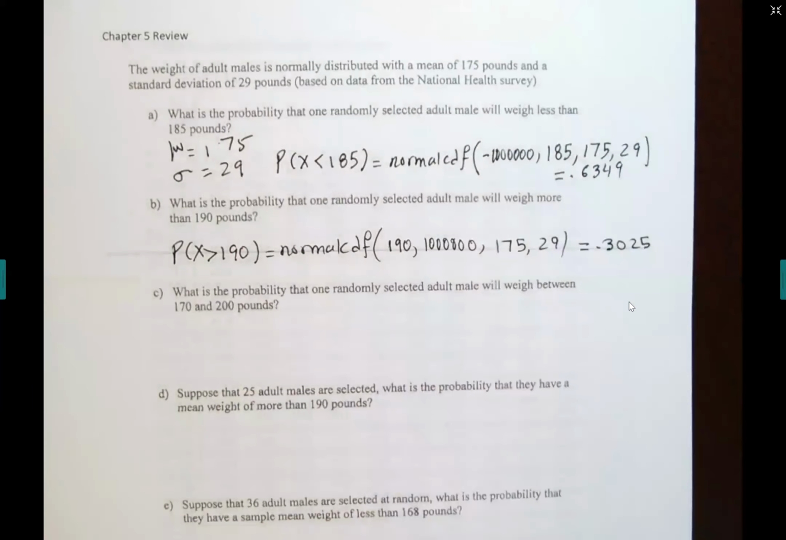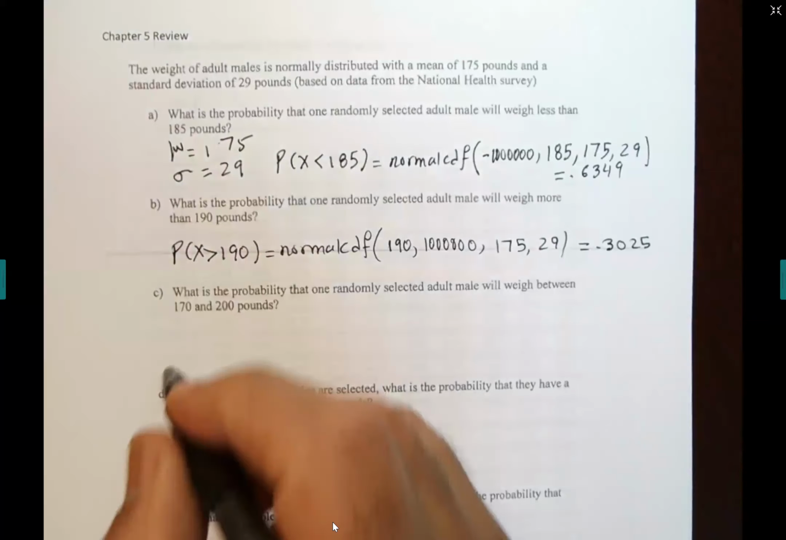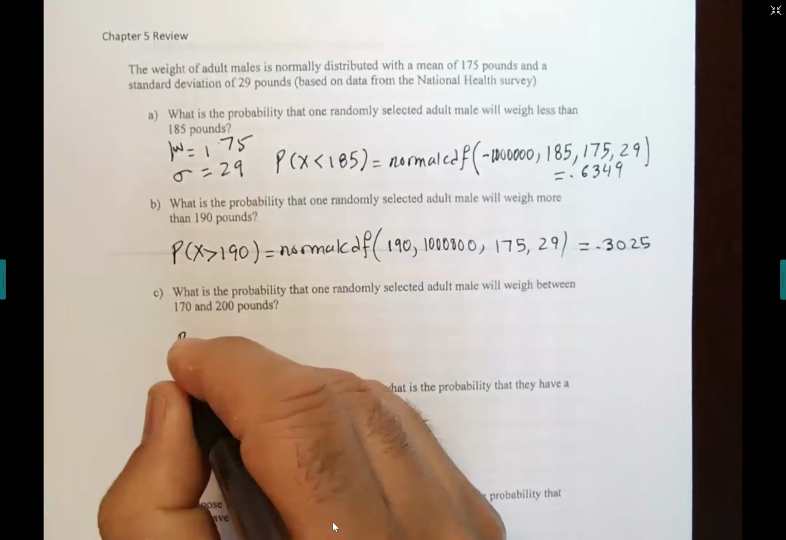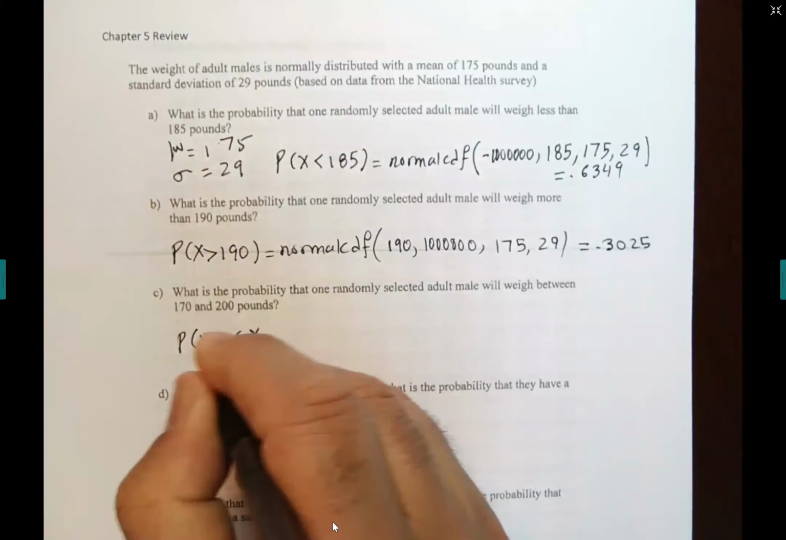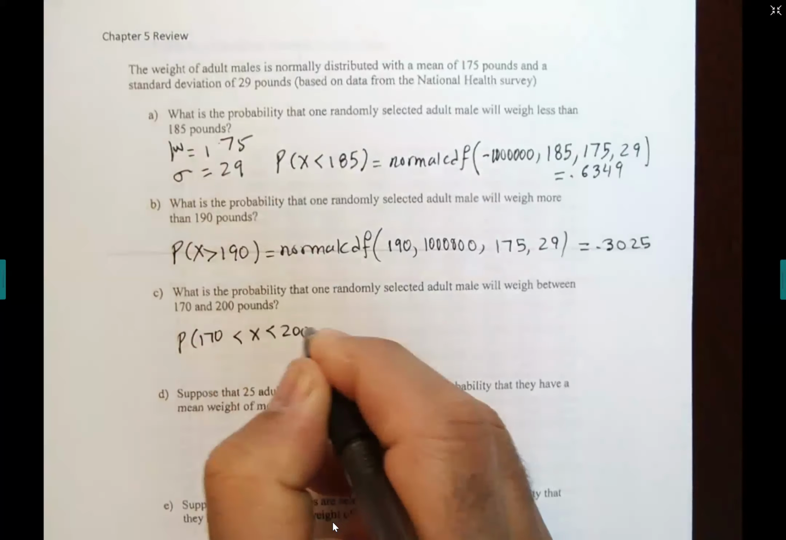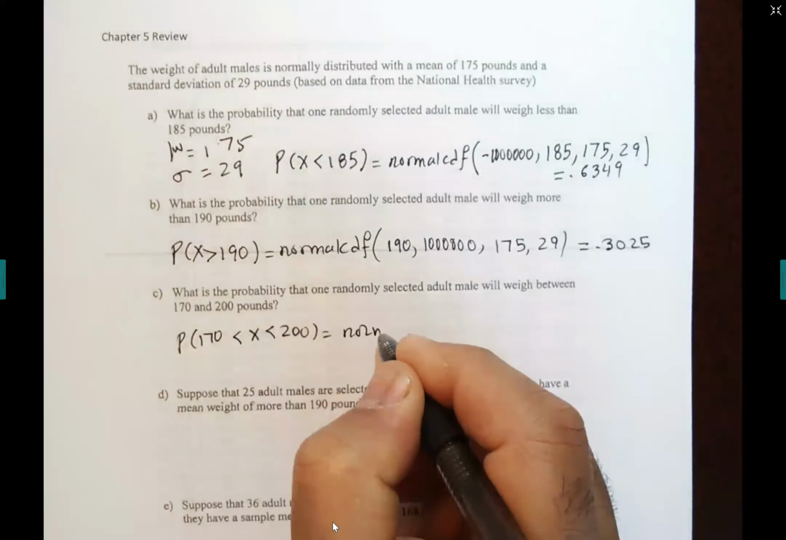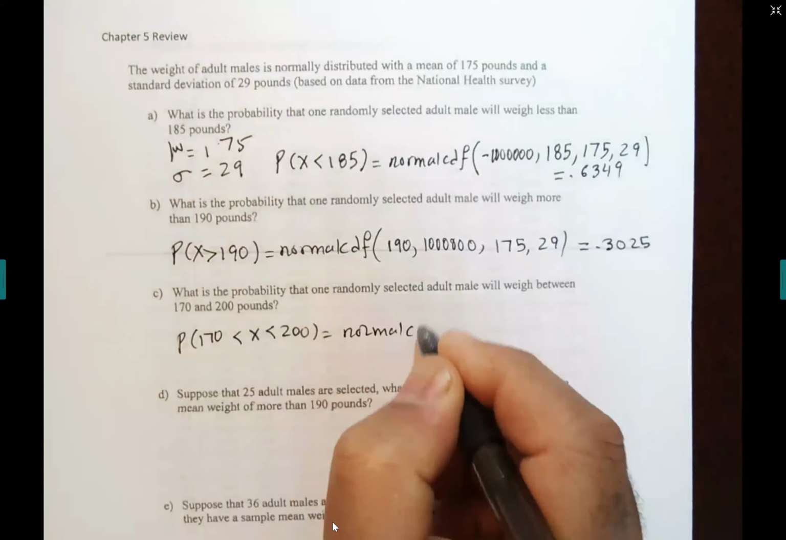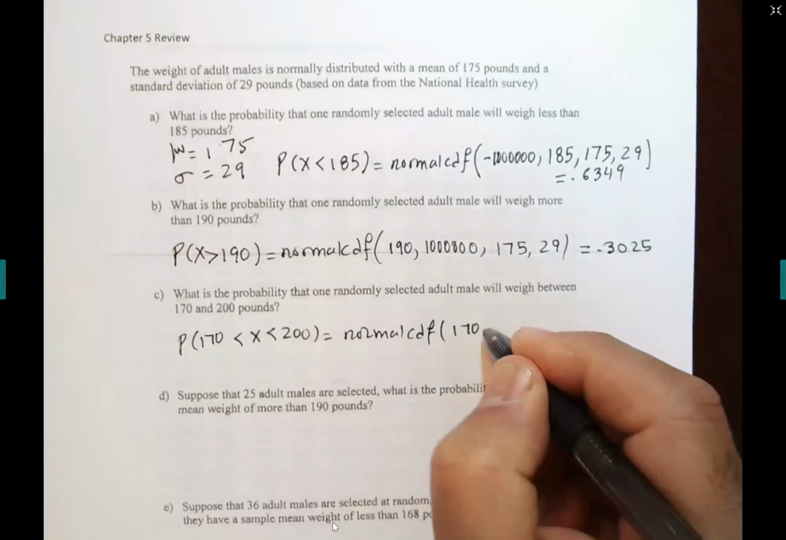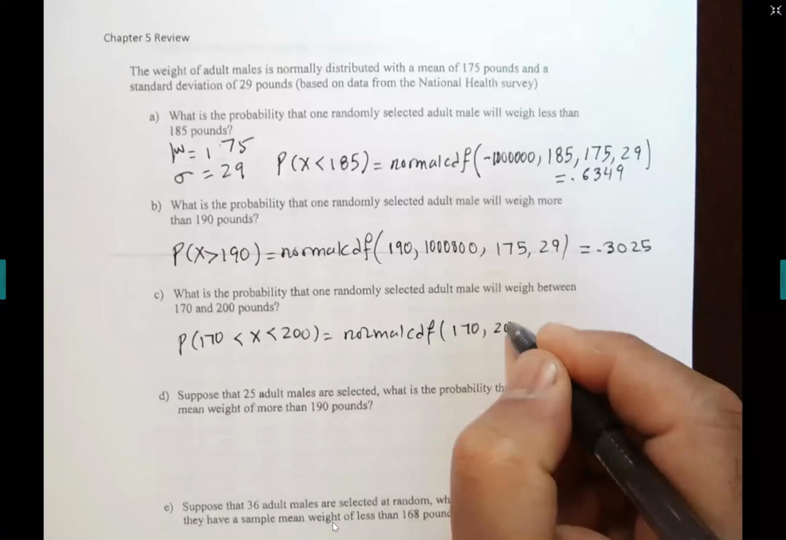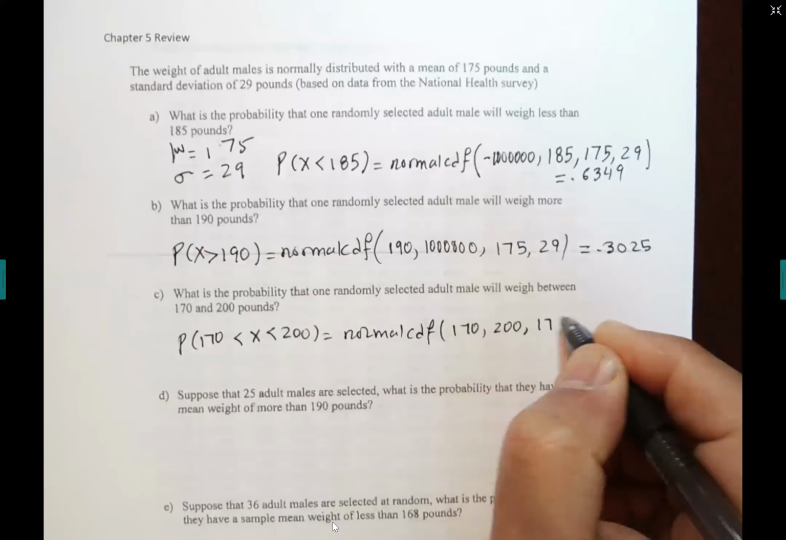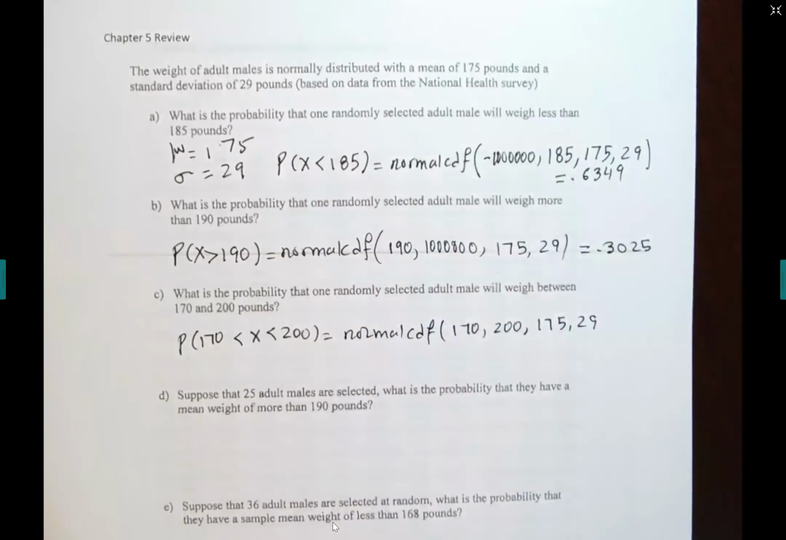What is the probability that a randomly selected adult male will weigh between 170 and 200? That should be the easiest because it gives you the lower bound and the upper bound. Normal CDF. Here, 170 is the lower, 200 is the upper, and 175, and then 29. Okay, let's do this.